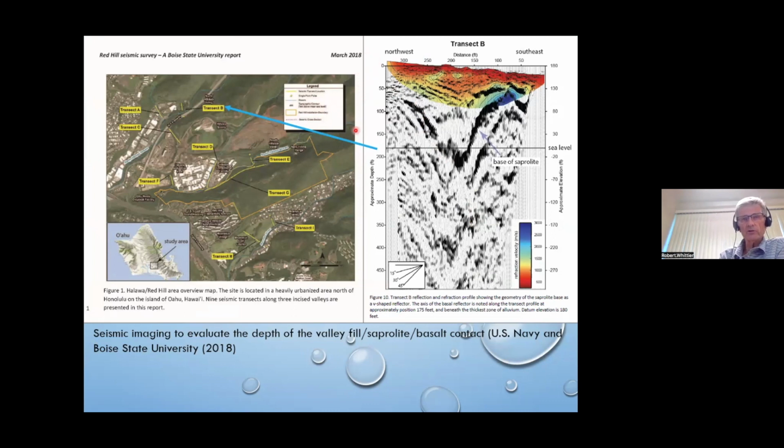Here is an actual seismic transect that was taken right adjacent to the Halawa shaft in North Halawa Valley. And it shows the saprolite valley fill contact extending to about 20 feet below sea level, or about 40 feet into the freshwater lens.